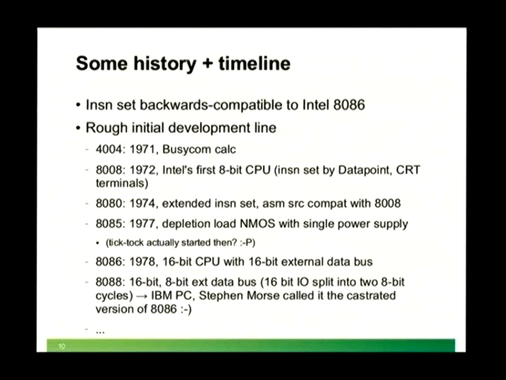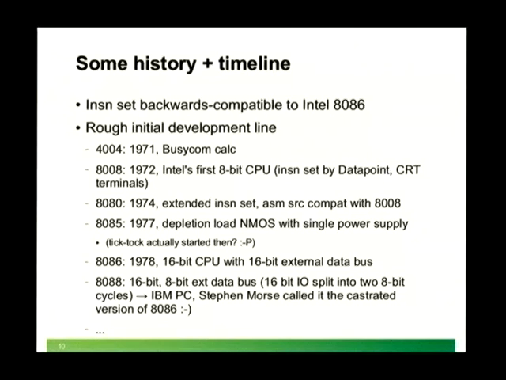So this is the Intel history. They started with the 4004, a 4-bit processor for Busicom calculators. The very famous name here is Federico Faggin, who was the project leader. He did a lot of work on transistors at Fairchild before that. After Intel, he went to Zilog to make a very successful competitor to the 8086 called the Z80.